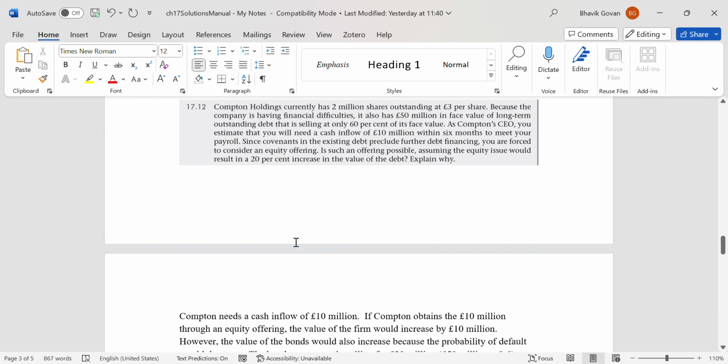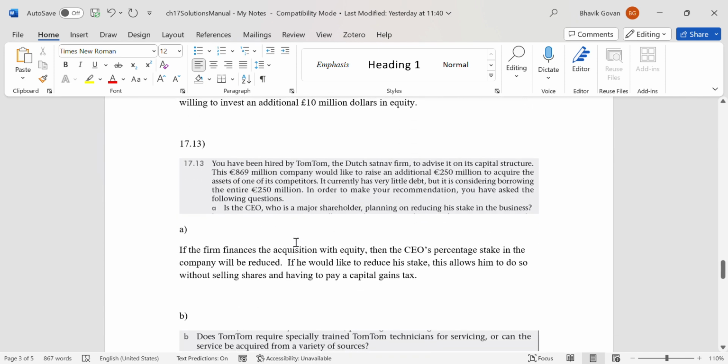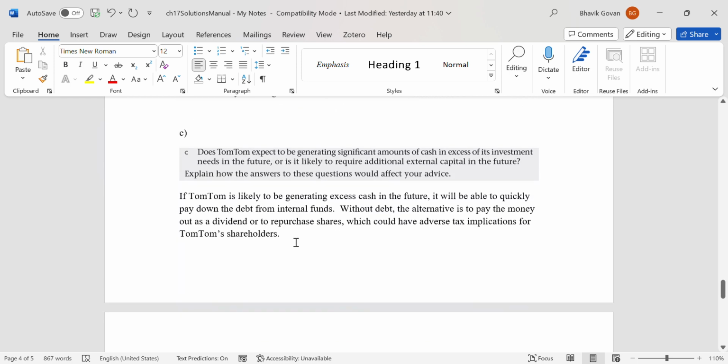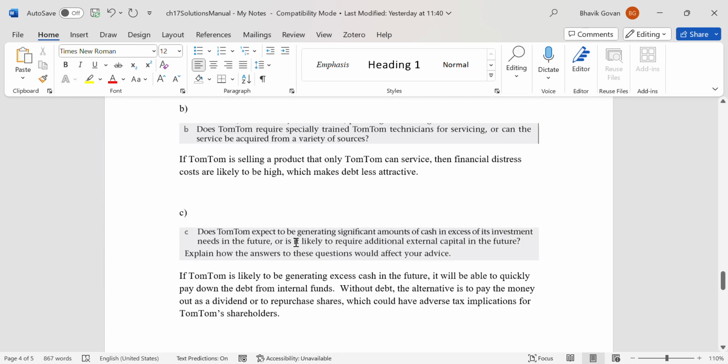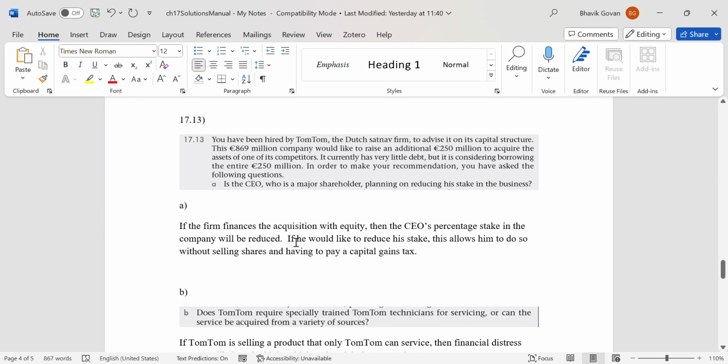That's all that I wanted to go through with you. For the rest of the questions, please go through them. Go through the answers, make sure you understand the questions, and make sure you understand what the answers are trying to tell you. It'll help your whole understanding of this module of capital structure.